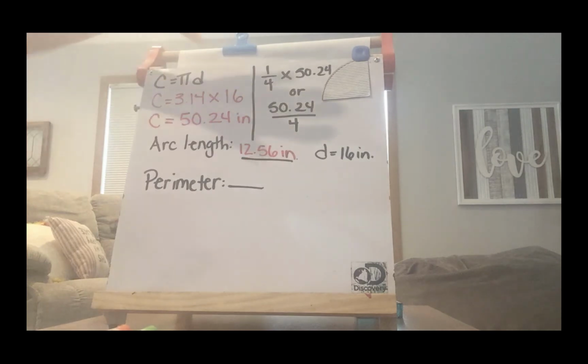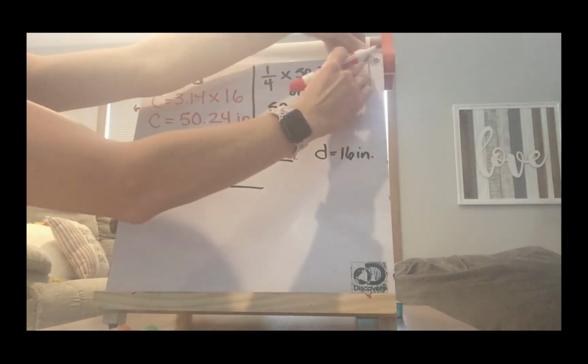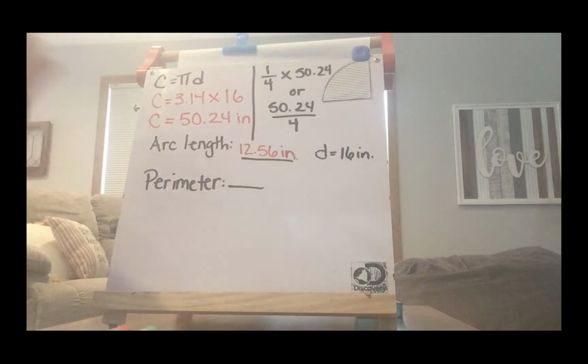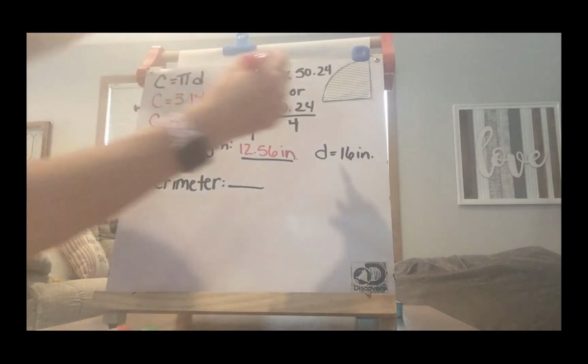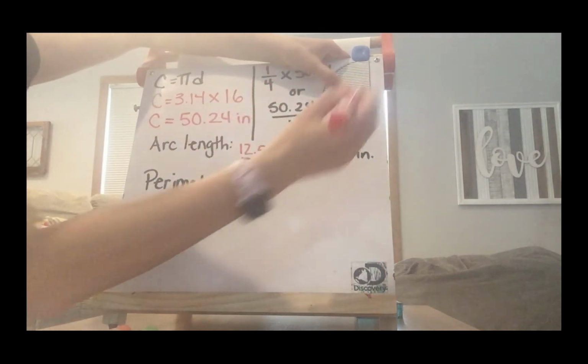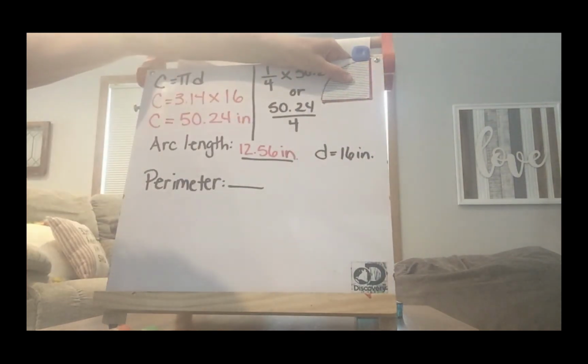Our next job is to find the perimeter of this sector. Thinking about it, 7th graders, we got the arc length, right? That was 12.56. What didn't we get yet? To get the perimeter, we need this segment length and this segment length. So that's what we're missing.